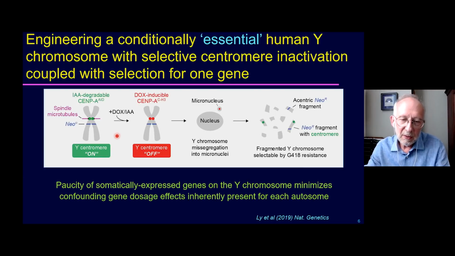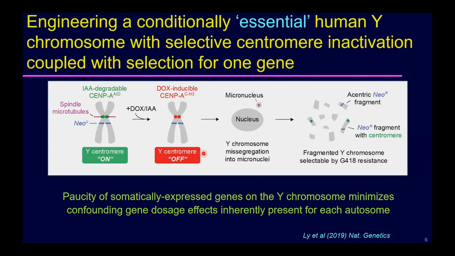And for the guys in the audience, you may know, of course, that we don't have any useful genes on the Y, at least in the typical somatic cell. So we added one, a neomycin resistance gene. And then we ask, if we inactivate the centromere, send that chromosome into a micronucleus, it's going to be shattered. And in some cases, it'll be shattered to make an acentric piece. And in other cases, it will carry the original centromere, which we can either leave off or we can selectively reactivate by the strategy we used.